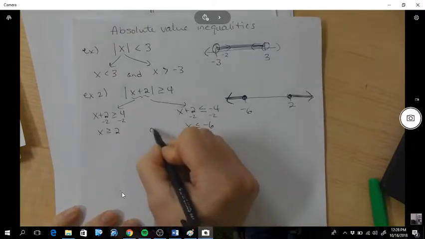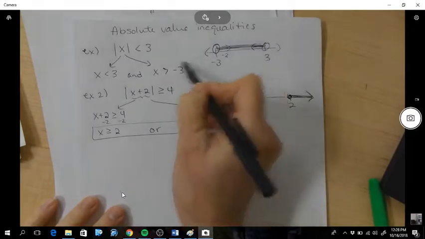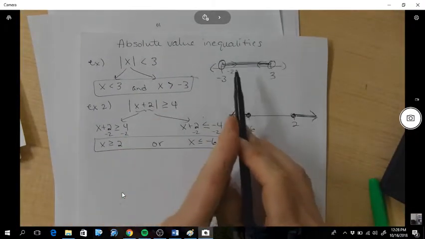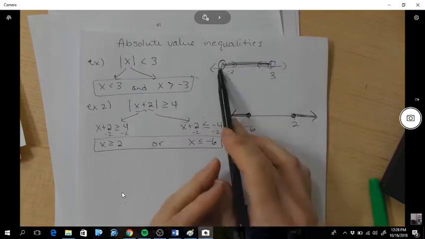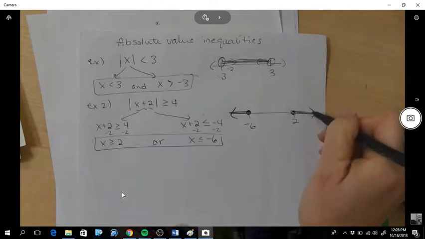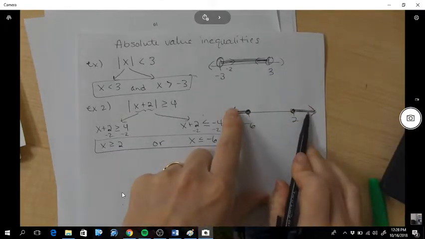So I'm going to use the word or in there, because here I used and because you're between, so you have to have this and this going on at the same time. But do you see here my solution could be here or here. You can't be here and here at the same time, right?